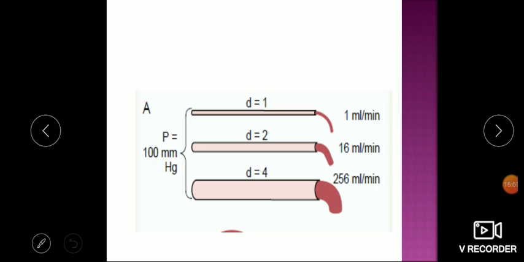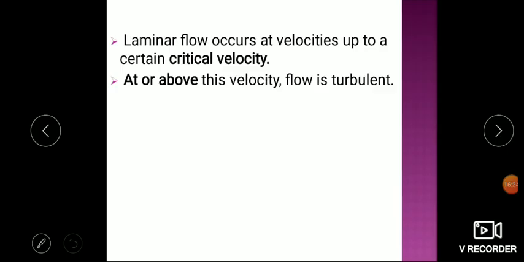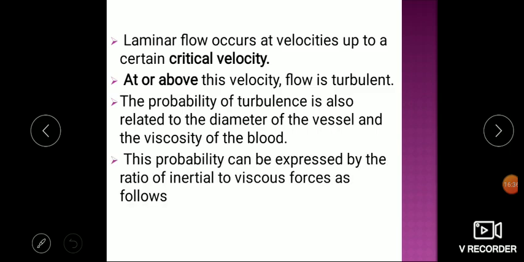As the blood is not like water, it is rich in cells and solutes, and the blood vessels are also elastic. Now this laminar flow occurs only up to a certain critical velocity. When everything is normal, laminar flow is maintained and there is no sound in the blood vessel. But at and above this velocity, flow will be turbulent. The probability of turbulence is also related to the diameter of the vessel and the viscosity of the blood. This probability can be expressed by the ratio of inertia to viscous forces as follows.